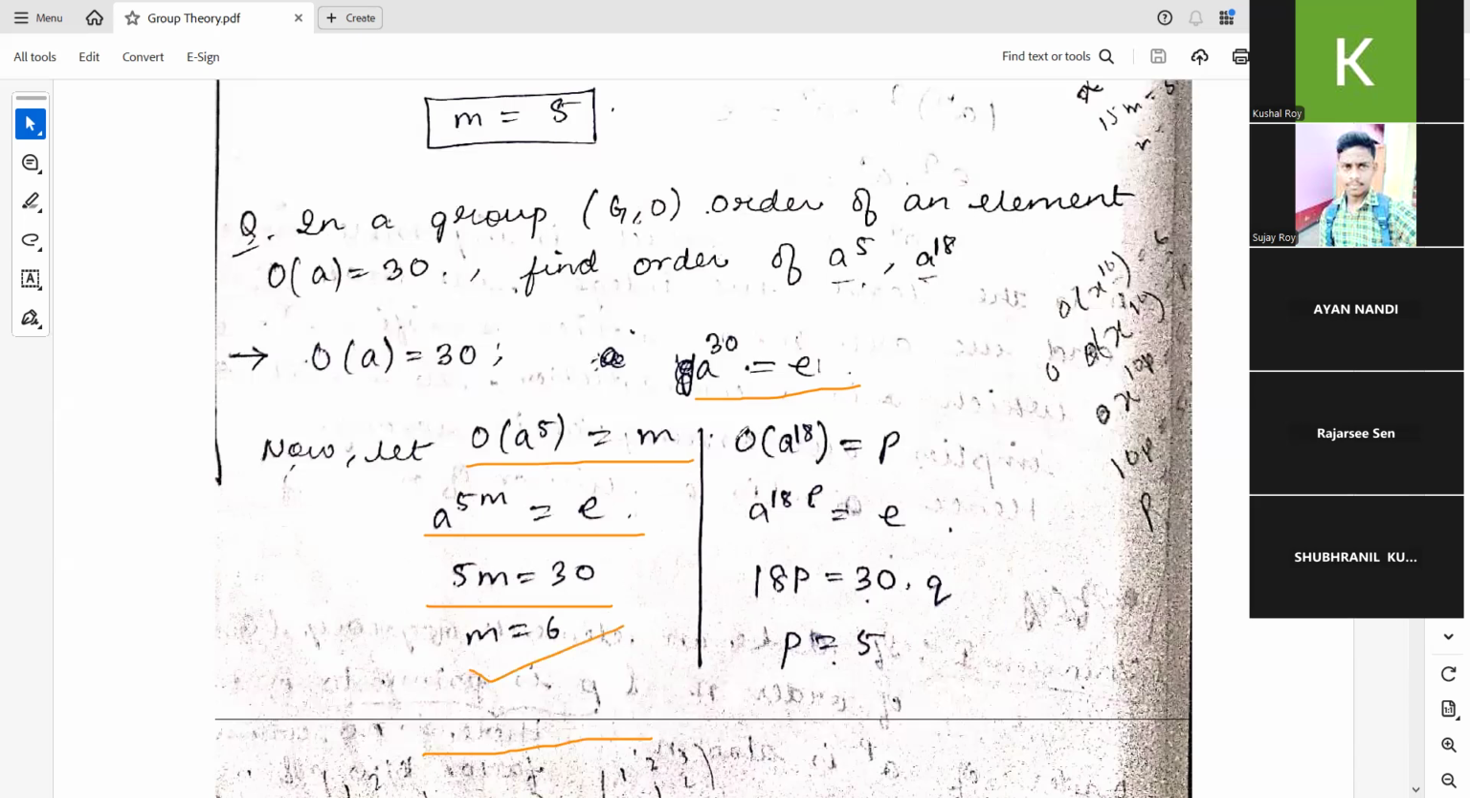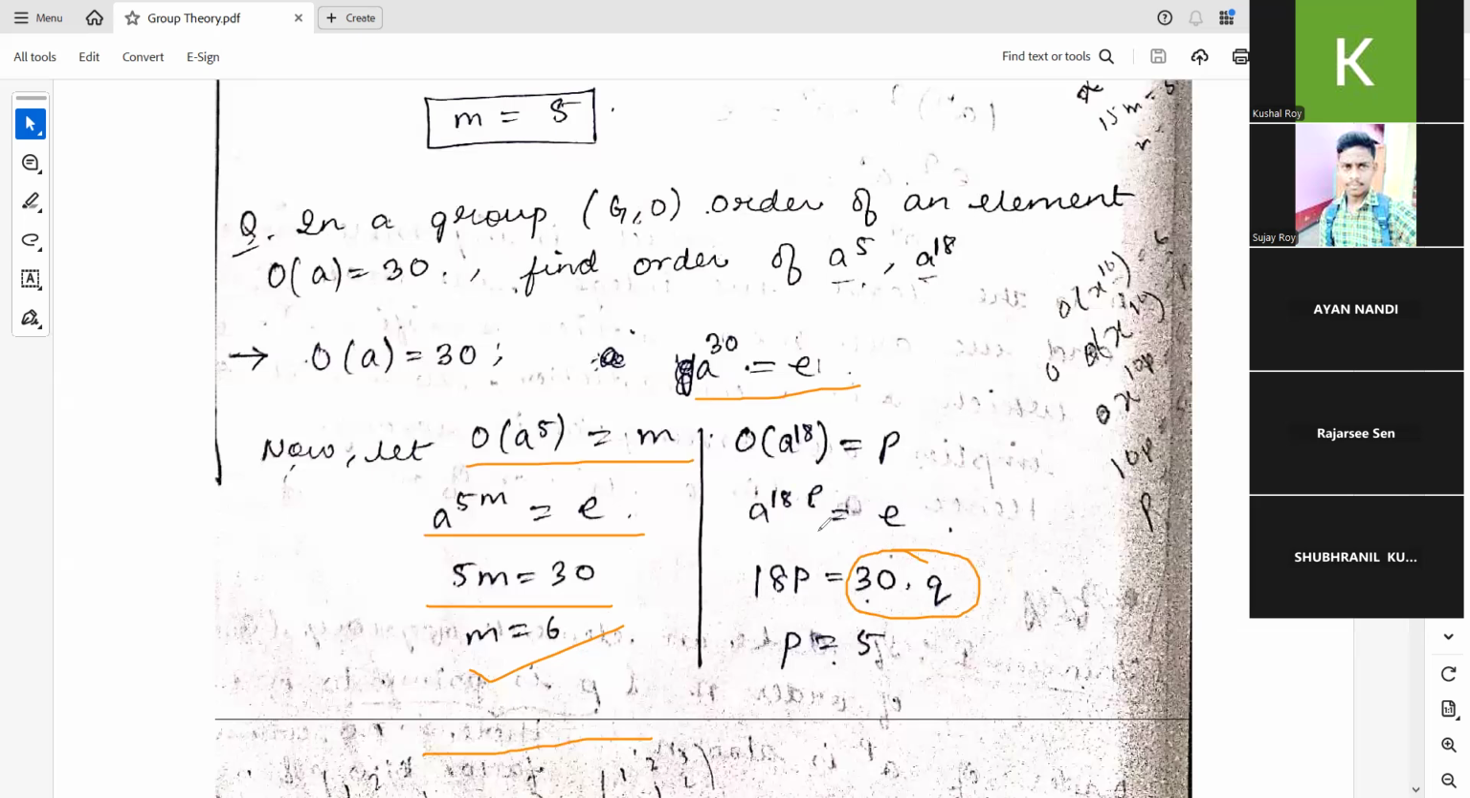Now similarly, the order of a to the power 18. So the order of a to the power 18 is say p. So therefore a to the power 18p is identity. So actually 18p must be some integer times 30. Okay, it is a multiple of 30 because a to the power 30 is identity and a to the power 18p is e. So therefore 30 must divide this 18p.